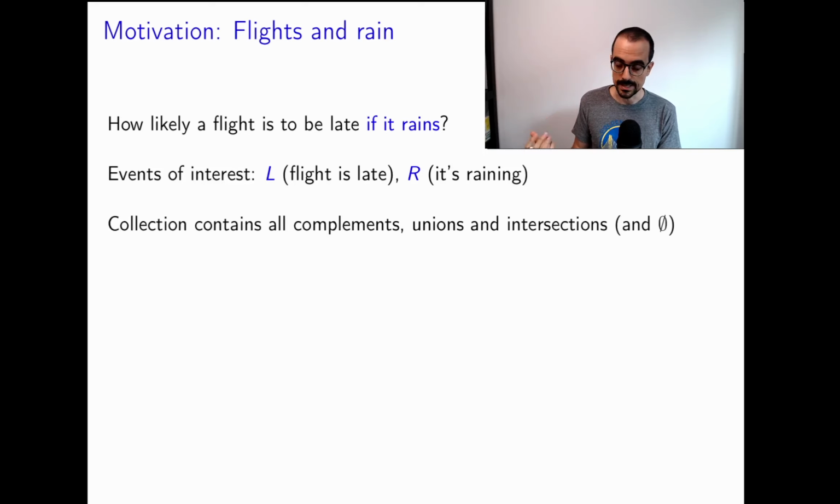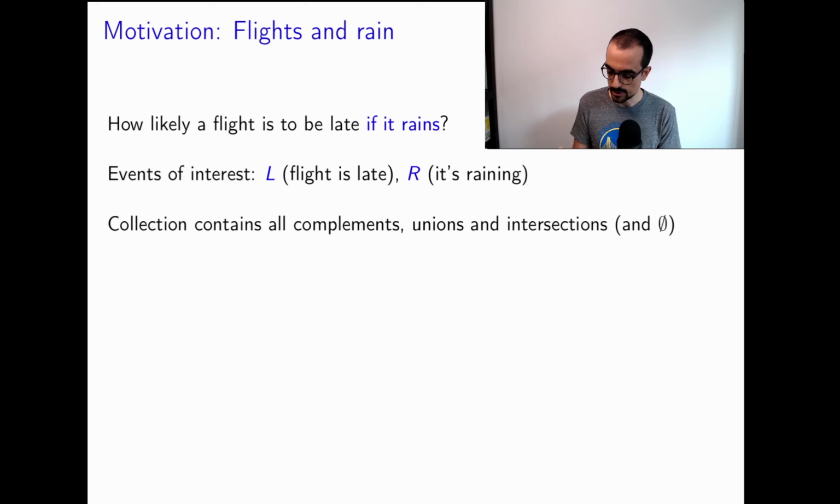We build a probability space where we have two events of interest: L, which is that a flight is late, and R, which is that it's raining. Remember that probability spaces have a sample space, a collection of events, and then a probability measure defined on the events. Here, we're not going to worry too much about the sample space of outcomes. We have already said that there are these two events of interest, and we're going to consider that we incorporate within the collection every possible union, intersection, and of course complements of these events of interest.